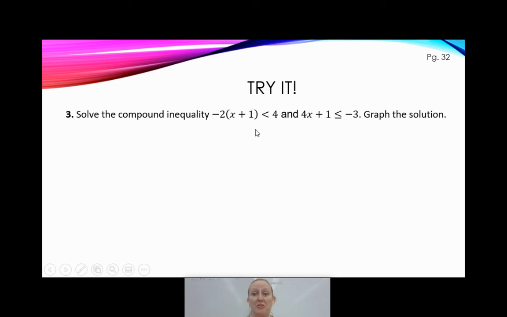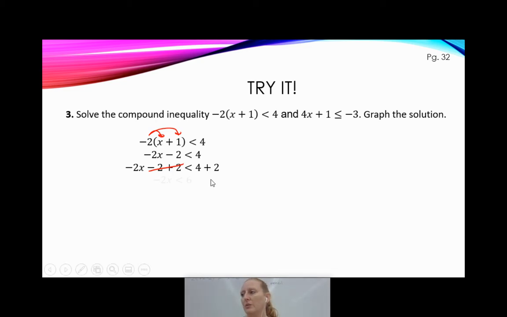So let's just start with the first inequality. I'll start with this one. And of course, I'm going to start by distributing that -2. -2 times x is -2x. -2 times 1 is a -2. Oh, I want to get rid of that -2. I'm trying to get the x alone. So I'm going to add 2 to both sides. That feels like a wise decision to cancel those out.